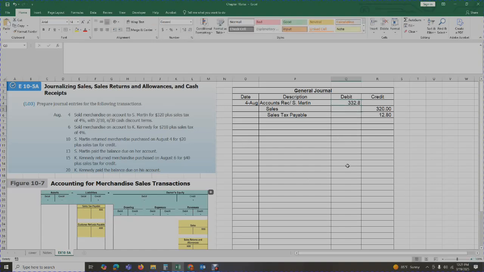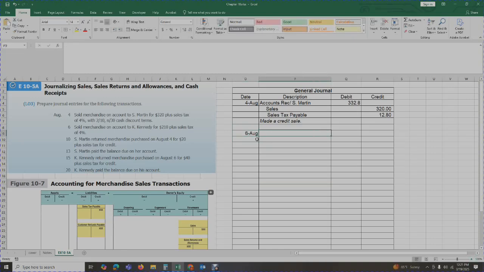Remember, when you're doing your entries, the debits must always equal the credits. And here I'm just going to do an entry, a description. We made a credit sale. We made a sale, but it's on credit. So I need to collect that money in the future from S. Martin. So that happened on August the 4th. On August the 6th, let's see what happened.